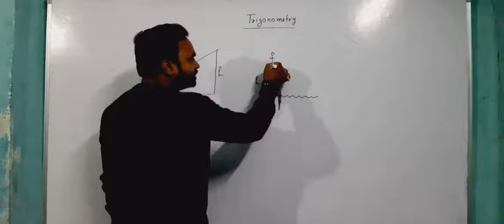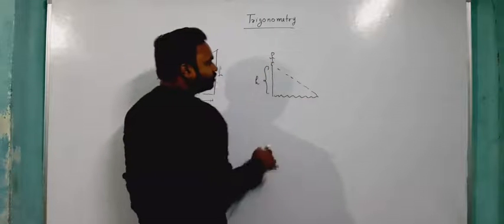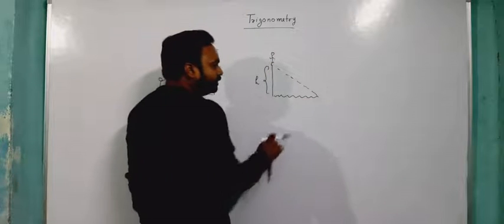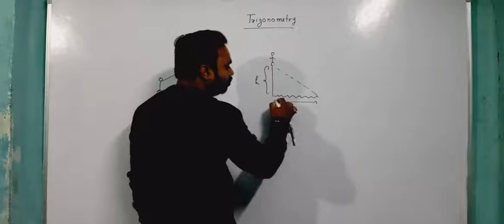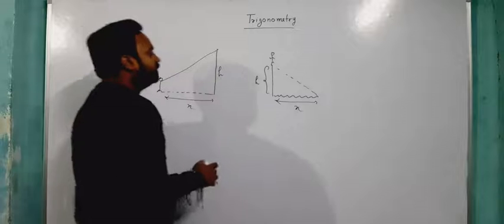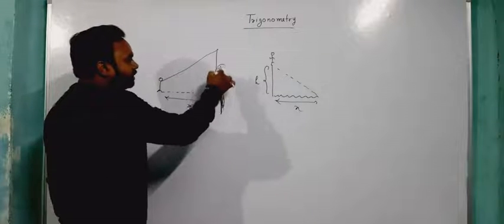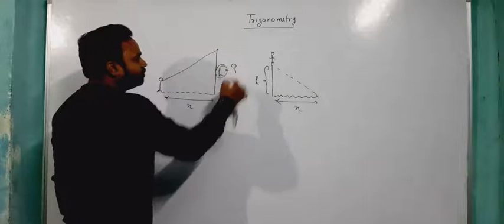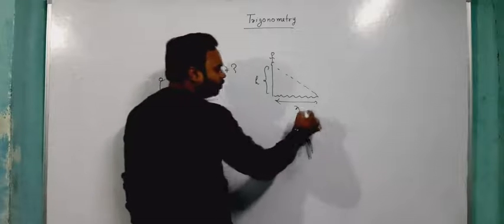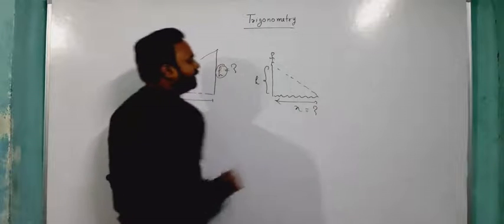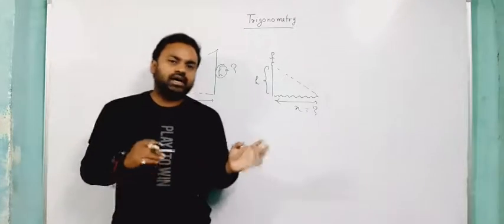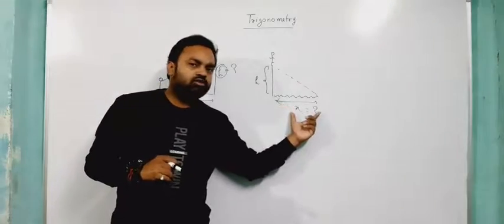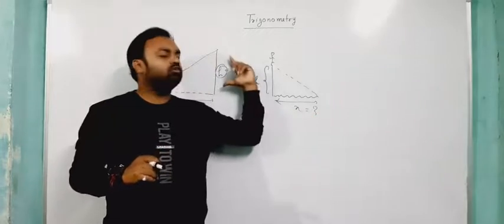And in this case, you want to calculate the breadth of the river, that means the value of x. In the first case, you want to calculate the height. In this case, you want to calculate the value of x. So can we calculate the value of x and the value of h?